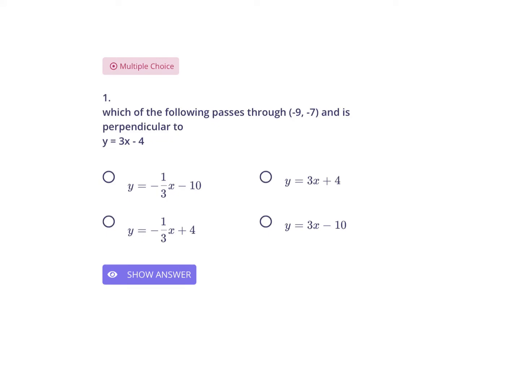Okay guys, we're going to be explaining some questions on the practice test for Unit 2. Let's begin with number 1. Which of the following passes through the point -9, -7 and is perpendicular to y equals 3x minus 4?